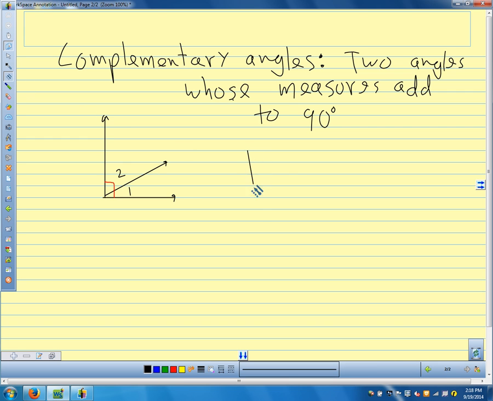The angles don't necessarily have to be adjacent to be complementary. The measures just have to add up to 90. So I could have a 23-degree angle and a 67-degree angle. So these are complementary because 23 plus 67 is 90.